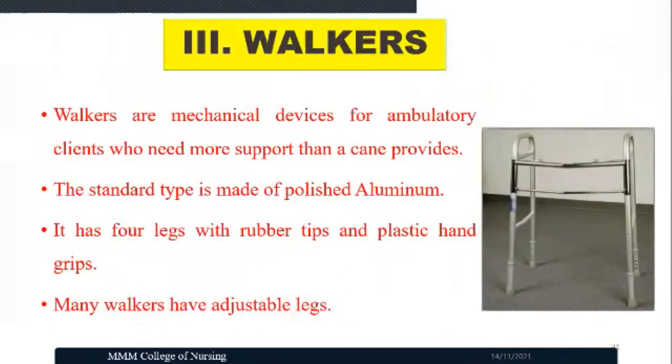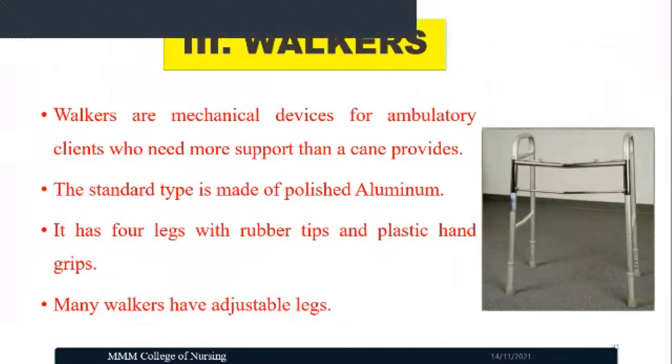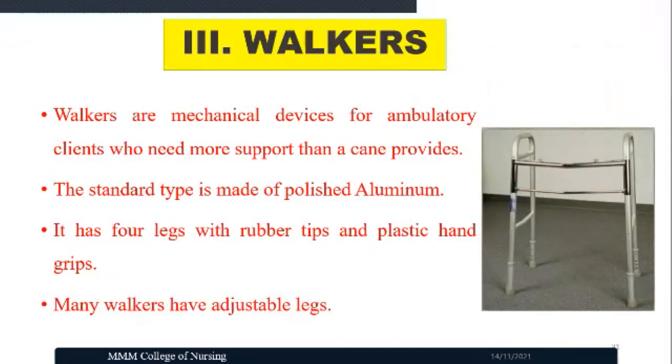The third type of ambulatory device is the walker. These are mechanical devices for ambulatory clients who need more support than a cane or a crutch can provide. Usually, a standard walker is made of polished aluminium. It has four legs and a plastic hand grip to hold it. And this also, most of the time, can be adjusted according to the height of the patient.